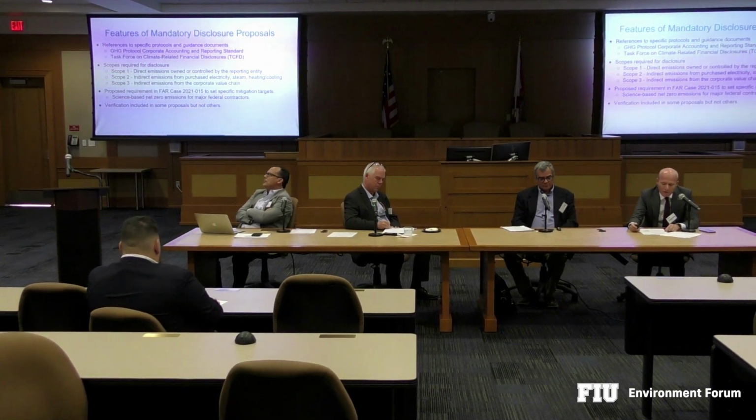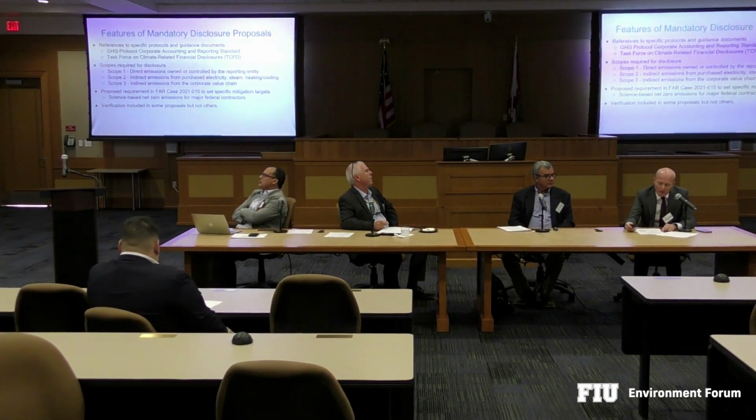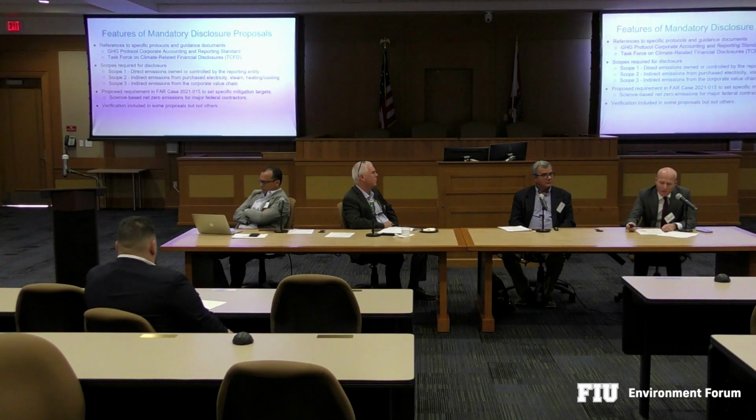Okay, so I'll talk about some of the features of these mandatory reporting policies. They typically tie back to some type of standards or guidance documents. Two prominent ones are the Greenhouse Gas Protocol and the TCFD, Task Force on Climate-Related Disclosures. They also look at 3 scopes of emissions. Typically, reporting will be scope 1, which is looking within the footprint of an organization or what they have operational control over. Scope 2 is indirect emissions from energy procurement, and scope 3 is indirect emissions from the value chain, so the supply chain.